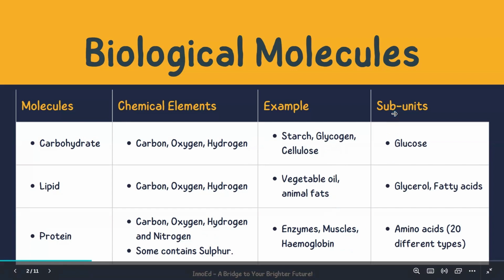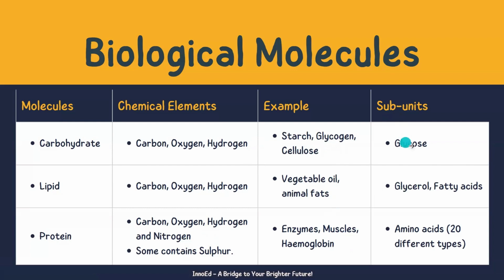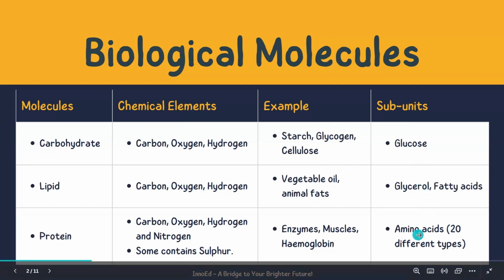So the subunits. The carbohydrate subunits are glucose. The subunits of lipids are glycerol and fatty acids. The subunits of protein are amino acids. There are 20 different types of amino acids.